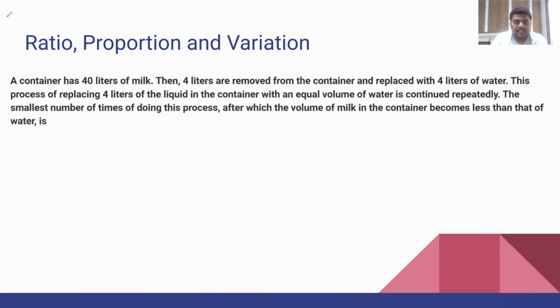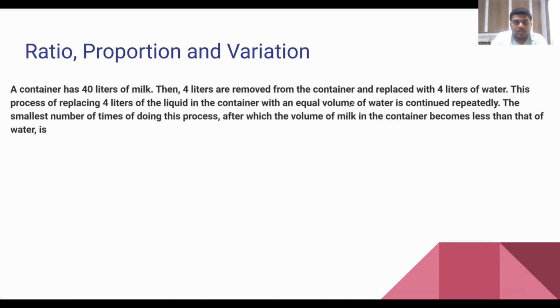So a container has 40 liters of milk. Then 4 liters are removed from the container and replaced with 4 liters of water. This process of replacing 4 liters of liquid in the container with an equal volume of water is continued repeatedly. The smallest number of times of doing this process, after which the volume of milk in the container becomes less than that of water, is? Okay.